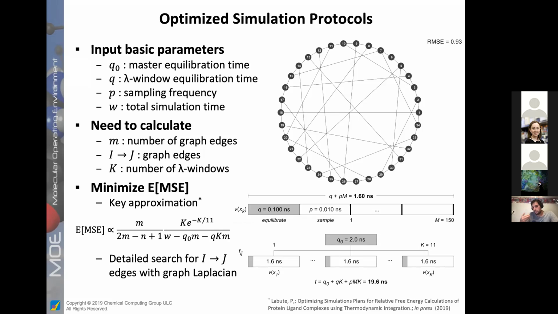The least bang for the buck, let's say, to reduce errors, is actually making the actual lambda window simulation longer, because that only averages the energy over a longer trajectory. So that's why this is the least of our priorities, and that's where the remaining simulation time will be placed.